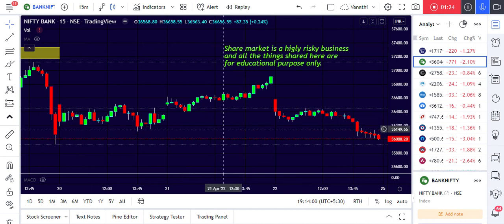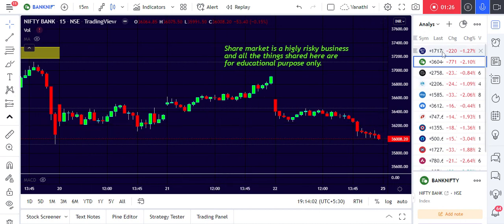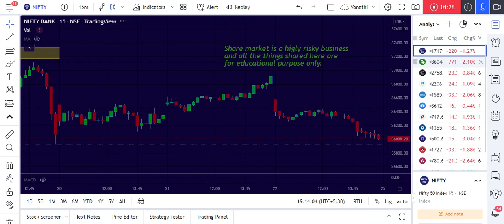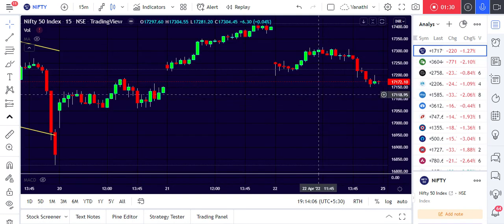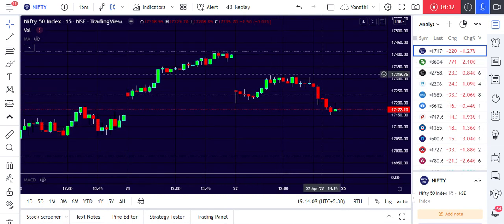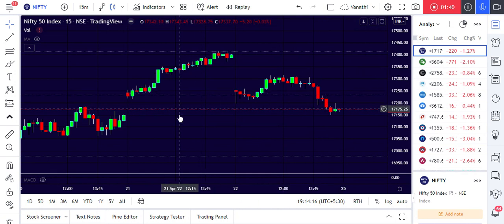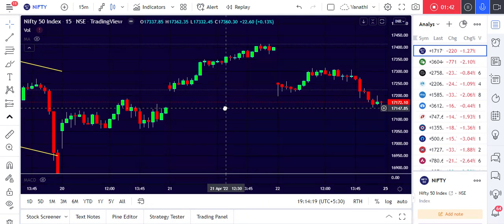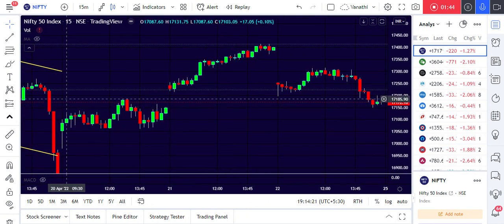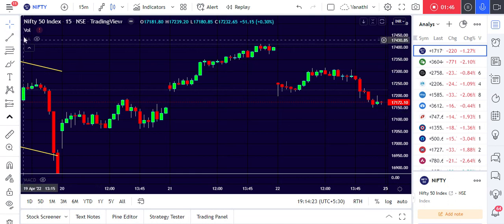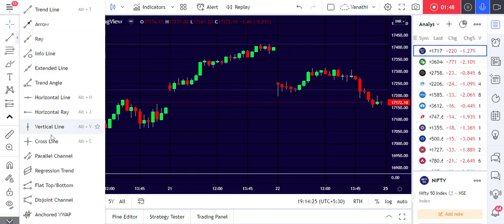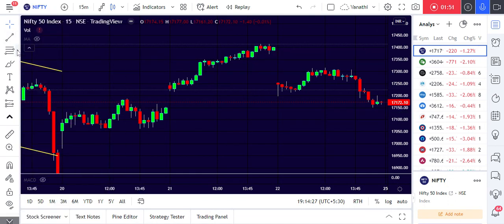Like how human beings can't survive without air and water, right? Like that, the market can't survive without range and trending days. There won't be trending days if there is no range day. So here, see, this is a range day for Nifty.